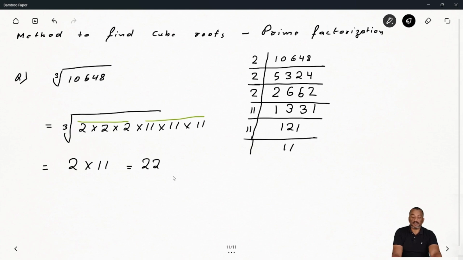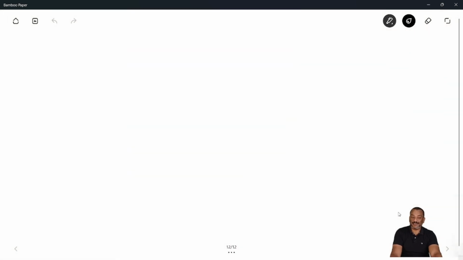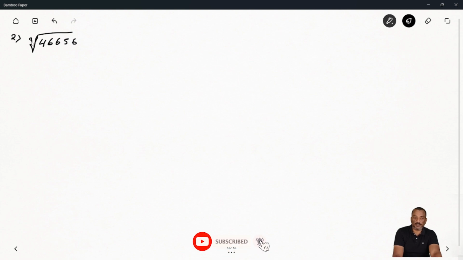And there are some numbers that are not perfect cubes, so that also we will see. We will see one more number so you will get an idea how we can find perfect cubes. So let's see the second question. We will go with a bigger number. The number is the cube root of 46,656. We have to find its cube root.